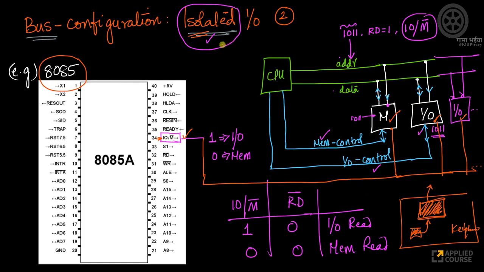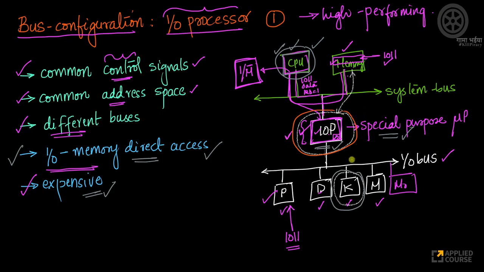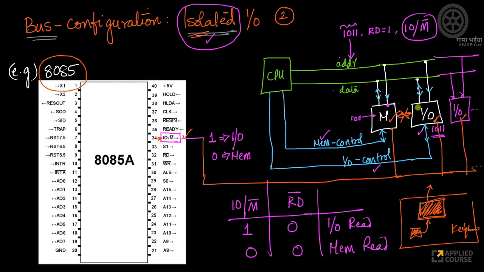But again, in this isolated IO configuration, your IO devices cannot communicate with memory directly, unlike IO processor based systems, where your IO devices can directly communicate with memory just like they communicate with the CPU. In this setup, all the data from your IO devices has to pass through the CPU. So if you want to get some data from an IO device and store it in memory, first it goes to the CPU, gets stored in a CPU register, then we copy that from the CPU register to the memory. That's how it has to work here.